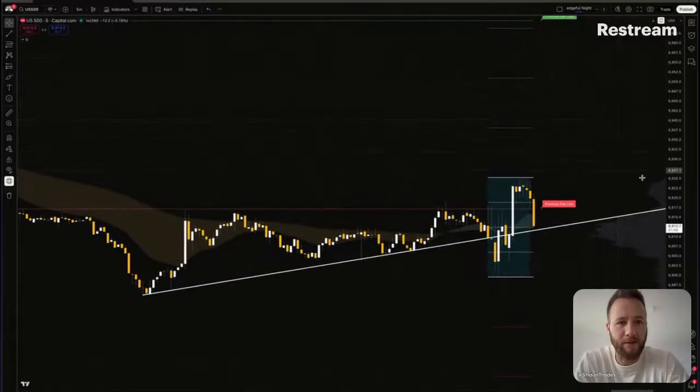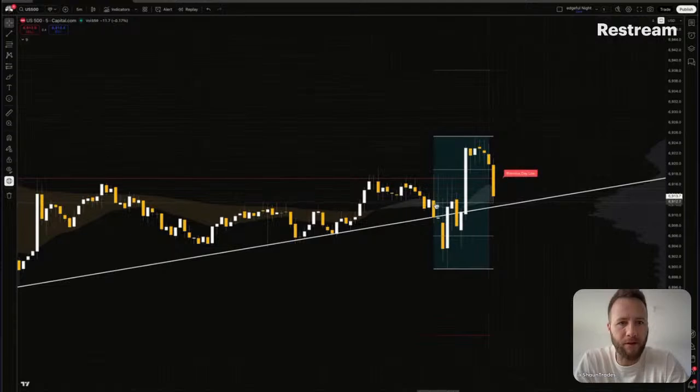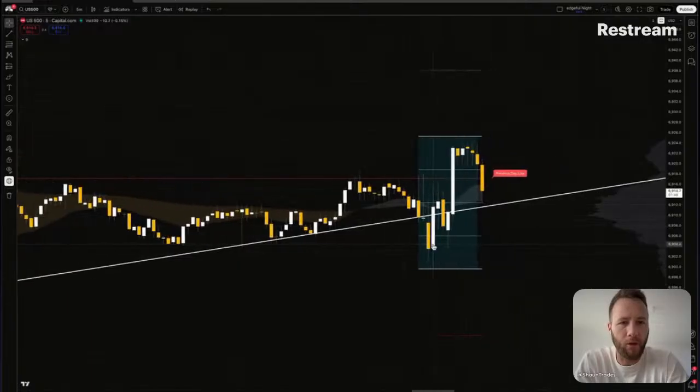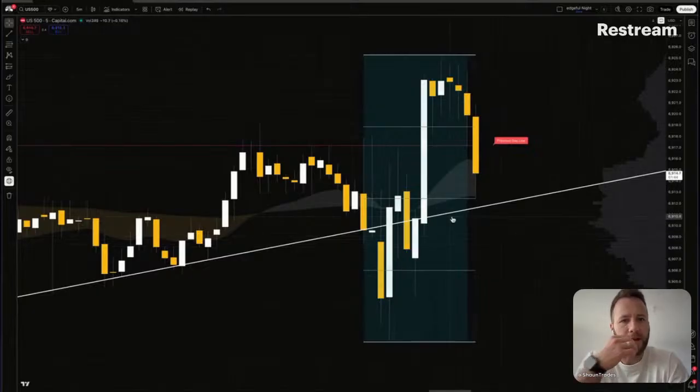So I would be looking actually for a bit of support here. This is a 5-minute chart because we're at the bottom of the moving average cloud here, and obviously the trend lines we've just drawn on the 10-minute chart. We'd be looking for support here. And also we've got these retracement lines for the initial balance breakout indicator.